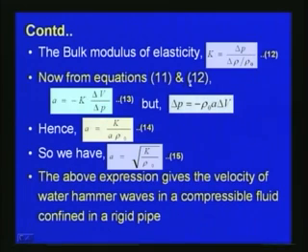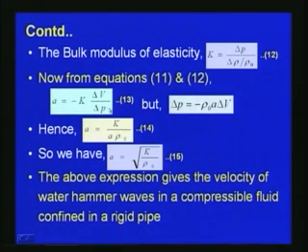Now with respect to equations number 11 and 12, we can write the water hammer velocity A is equal to minus K into delta V by delta P, as in equation number 13. Here you can see that we got a relationship for the water hammer velocity with respect to the bulk modulus of elasticity K, the change in velocity delta V and the change in pressure delta P. So, A is equal to minus K into delta V by delta P, as in equation number 13.